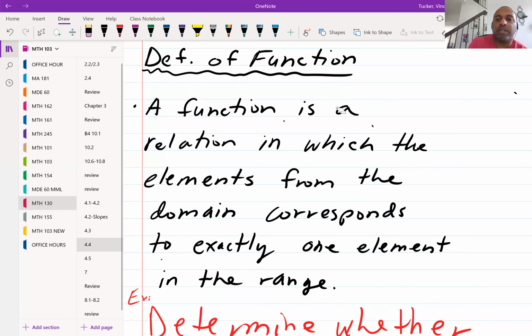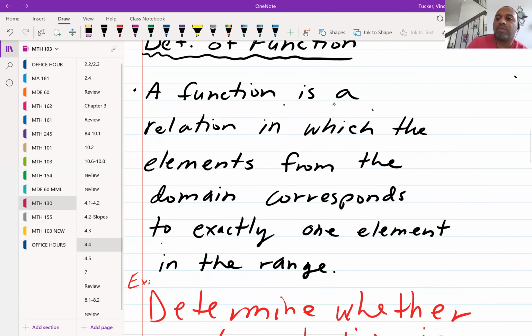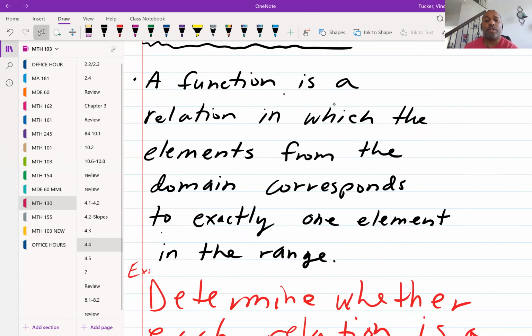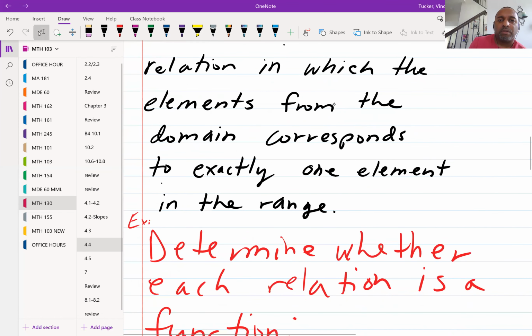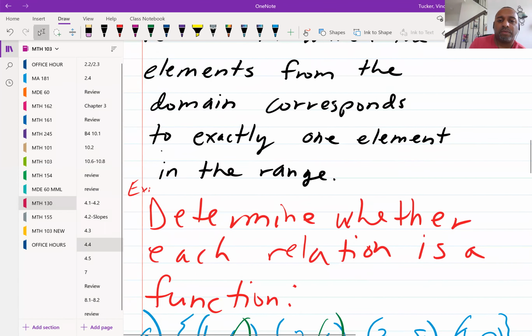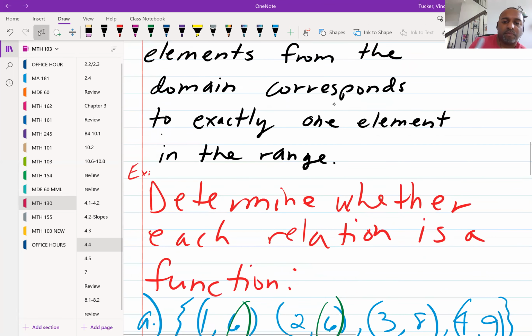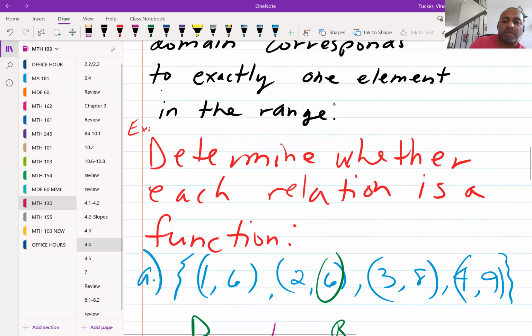All right, how are we looking on the definition? Can I scroll up? So a function is a relation in which the elements from the domain correspond to exactly one element in the range. So we want to determine whether each relation is a function.